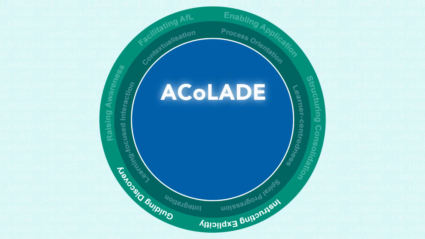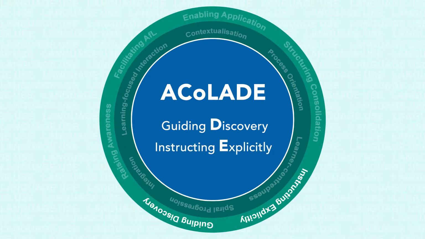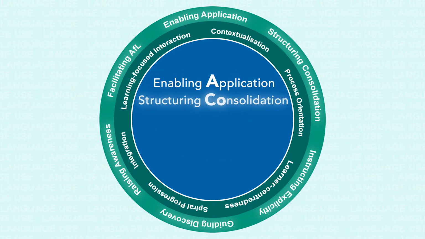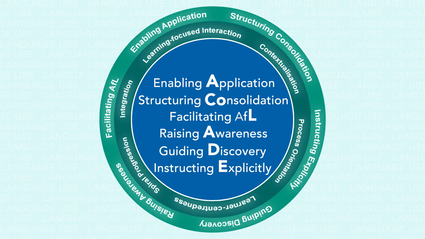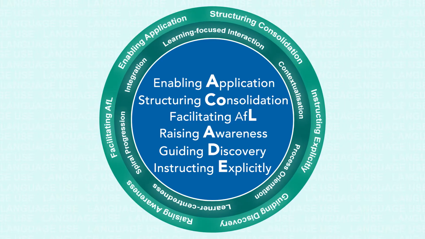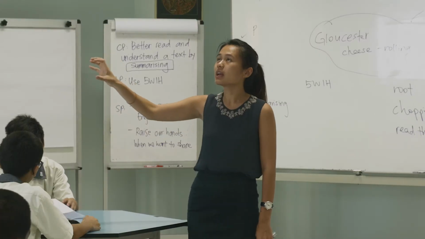You've just been introduced to guiding discovery and instructing explicitly. They are two of the 6 teaching processes of ACoLADE. Together with the 6 principles of EL teaching and learning, or CLLIPS, they are used by teachers in making decisions about teaching for learning in the EL classroom.